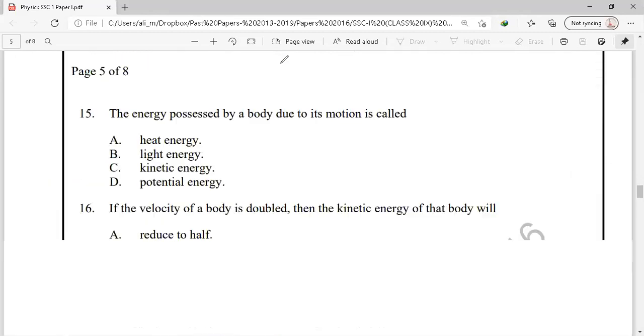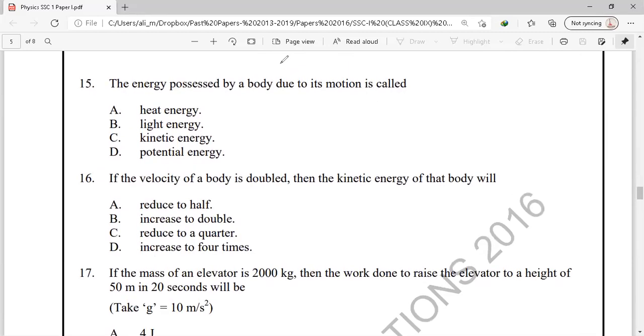Let's come to question number 15 and 16. This question number 15 is from our chapter number 6, Work, Power, and Energy. The energy possessed by the body due to its motion. In this question, we are asked for the definition of a type of energy. The energy possessed by the body due to its motion is known as kinetic energy. If the body is moving, it will have kinetic energy.